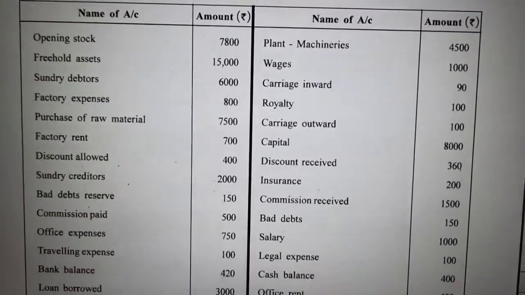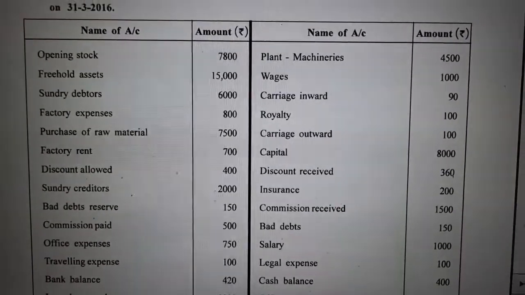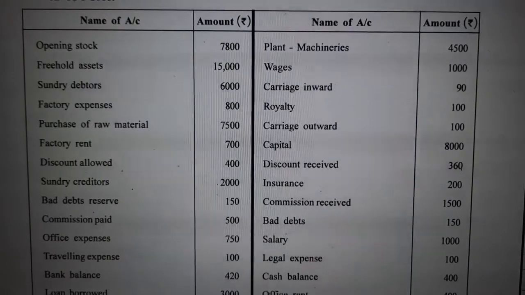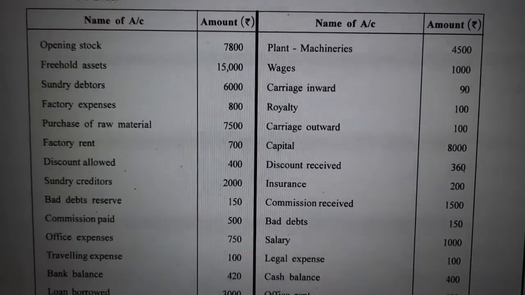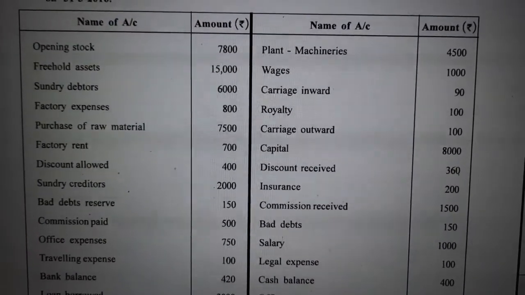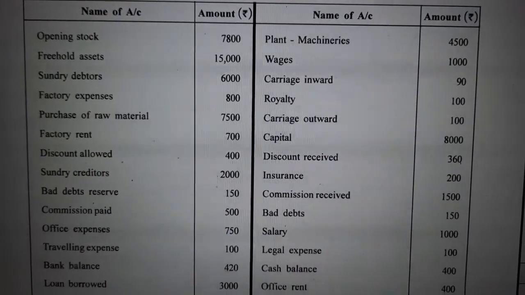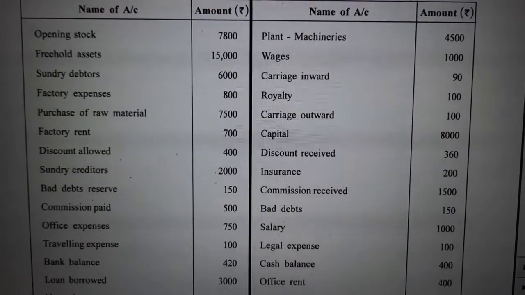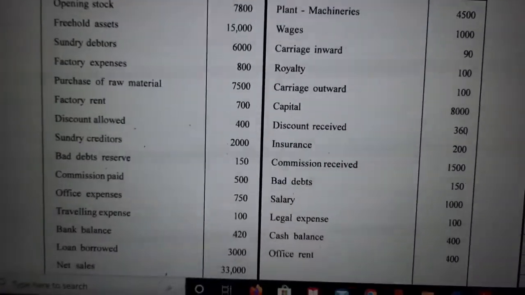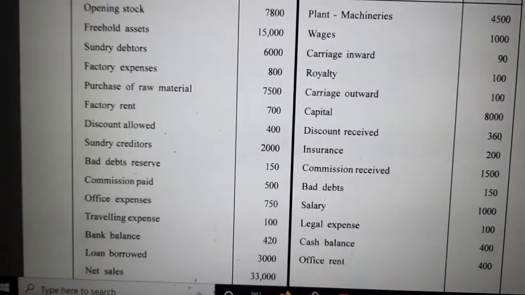Now we can see that various accounts are given. For example, opening stock is given 7,800, freehold asset is given 15,000, sundry debtors is given 6,000, factory expenses 800, purchase of raw material 7,500. So various accounts are given and we have to prepare a trial balance.